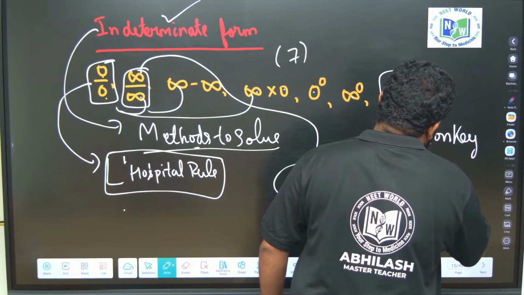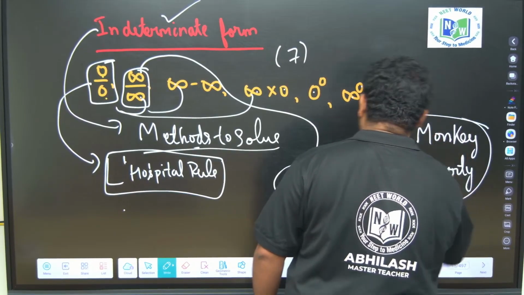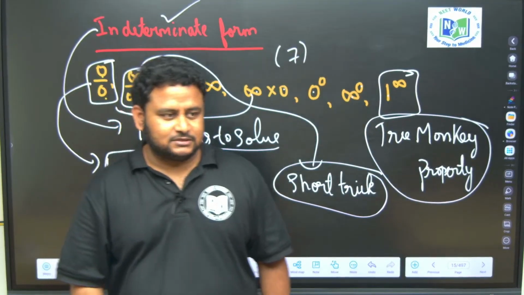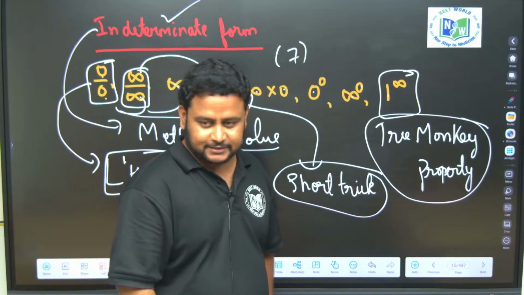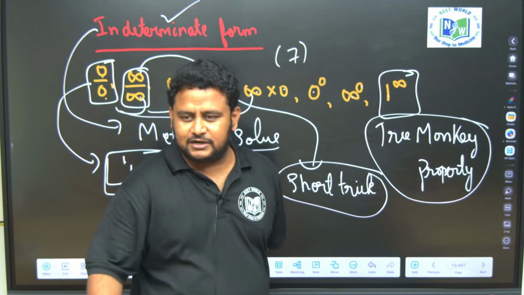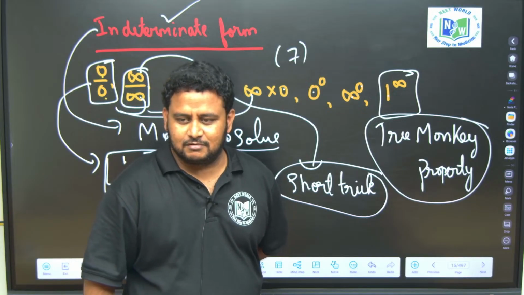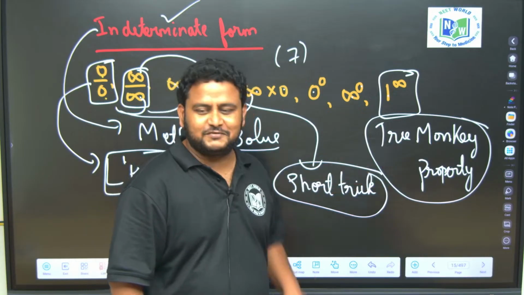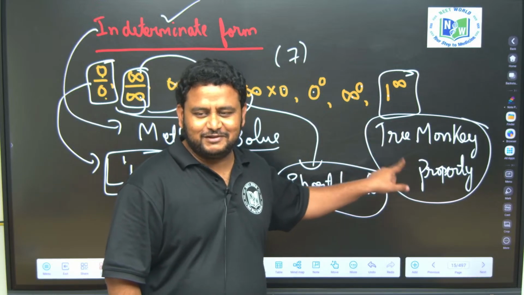Or you can use it in your own language. What do you call a tree monkey in your language? You can think about it, then you can understand. In your vernacular language, in your own mother tongue, what do you call a tree monkey? In our language it is Marakoti. That is a property we will use for 1 to the power of infinity.